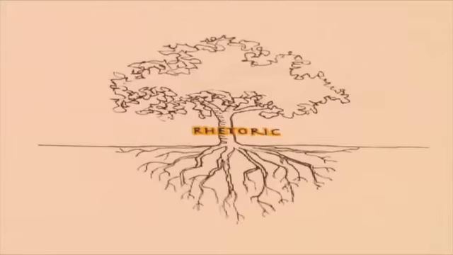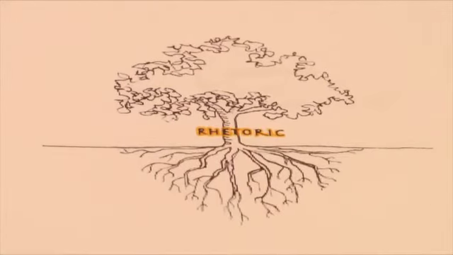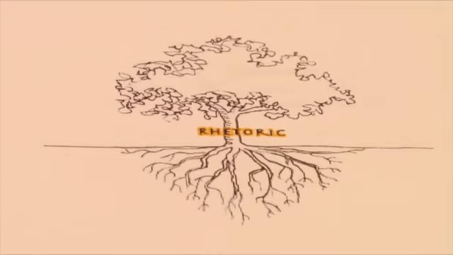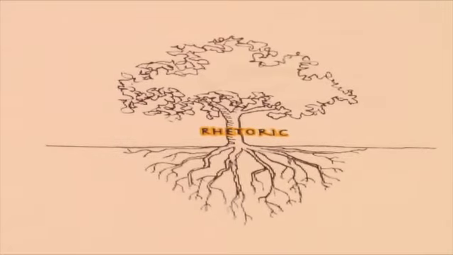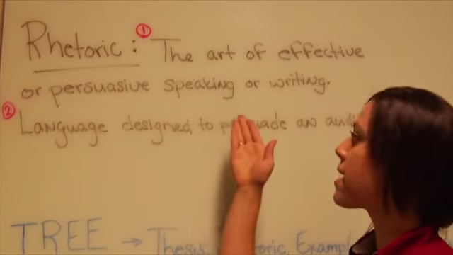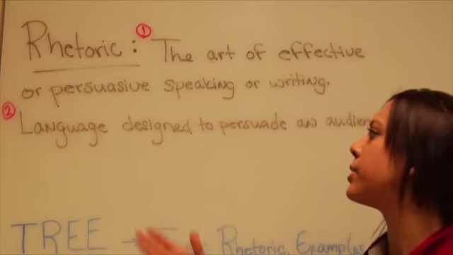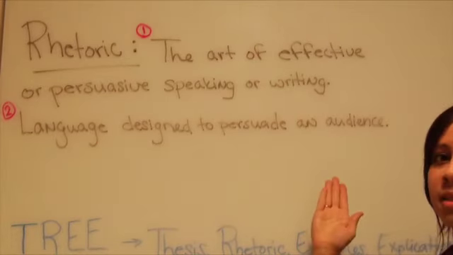Next, we're going to move away from our thesis statement and now move into the body paragraphs. In order to support your argument, you need to use rhetoric, or the R of our TREE acronym. The rhetoric of an essay is like the trunk of a tree. It upholds each of the points you are trying to make. Without the trunk, the tree cannot support itself on its own. So rhetoric is defined as the art of effective or persuasive speaking or writing, or it's also just the language designed to persuade an audience.